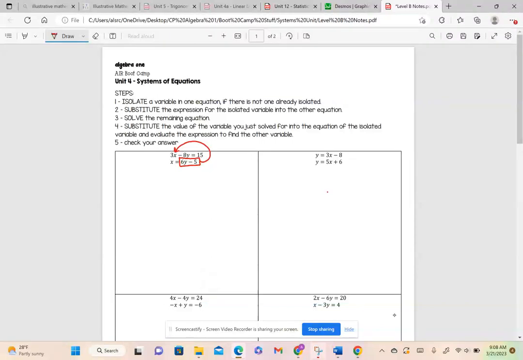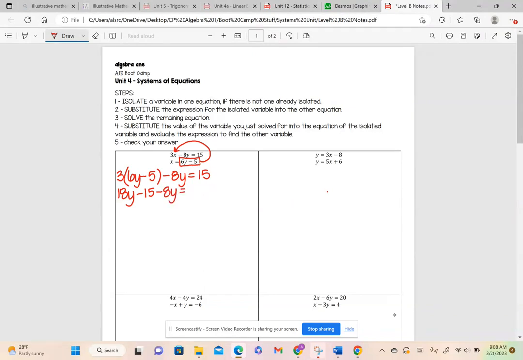So the 3 will stay. The x will get replaced with, in parentheses, 6y minus 5. Nothing else has an x, so just bring the rest down. So negative y equals 15. Now we're going to distribute and solve. So 3 times 6y, so that's 18y. 3 times negative 5 is negative 15.